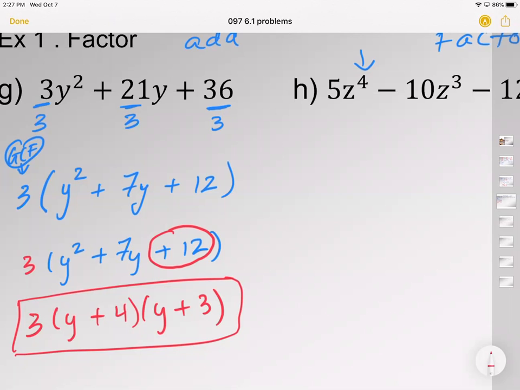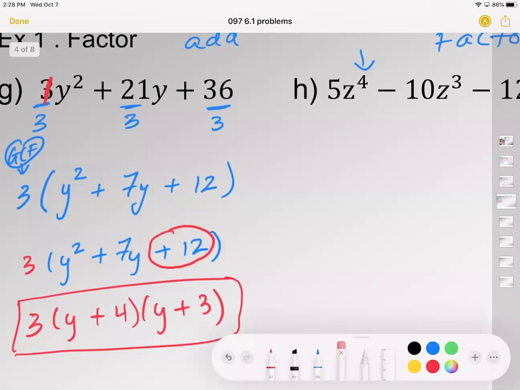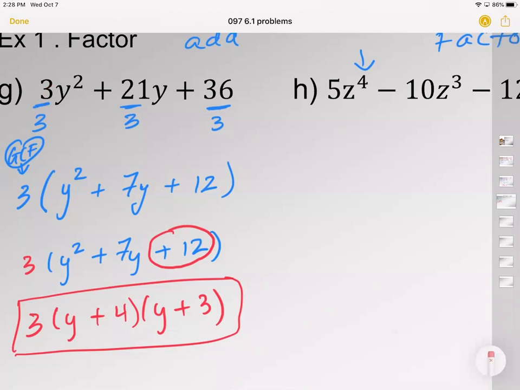So as you can see, with 36, we have to keep this 3 in consideration, so we cannot just attack the 36 like before. We can only attack the 36 if there's no 3 here. If the 3 is not there, then you say, okay, is there any number multiplied to give you 36, but added together to give you 21? But in this case, because of the 3, we have to take the 3 into consideration, okay?